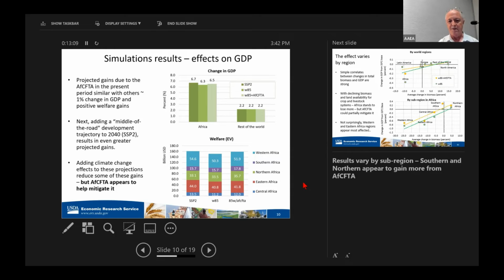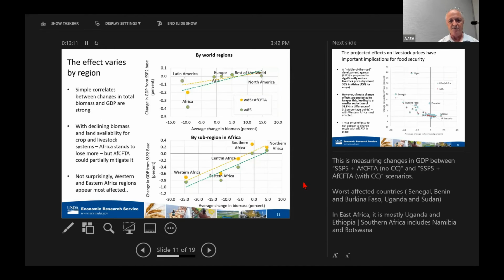Let me see if I can show some of these variations. And here we're looking first, of course, at the regional level, global level. Africa and Latin America obviously are more affected in terms of experiencing the changes in biomass, and you can see the reductions in GDP as well.